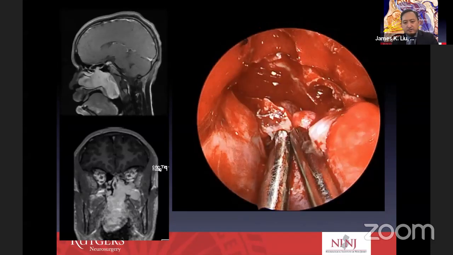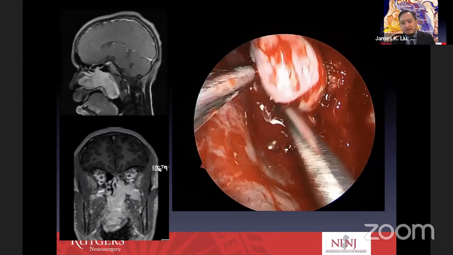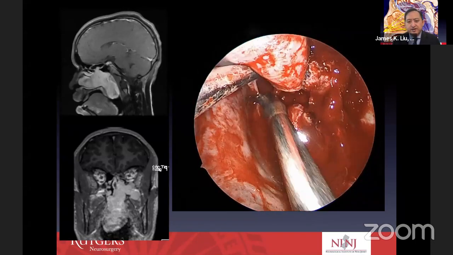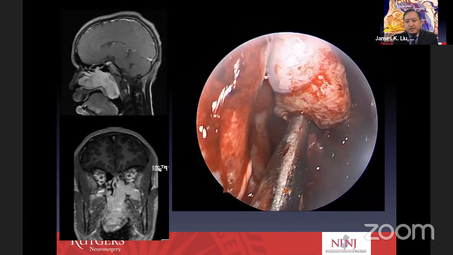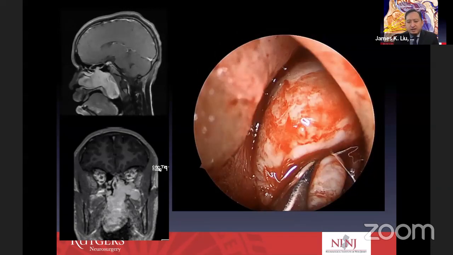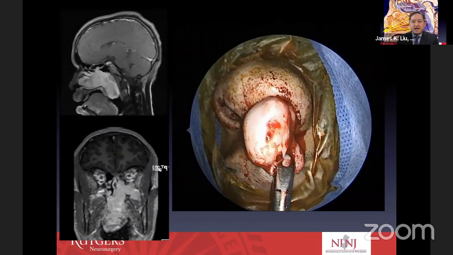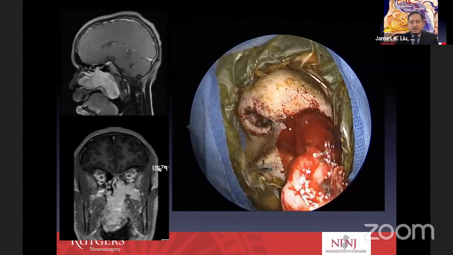Here's the tumor in the infratemporal fossa. And then once you've devascularized it, you can debulk it with a side cutting aspirator. And in these large tumors, I'll typically cut them into pieces, into little components. So here's the component that's in the nasal cavity. This is the midline component coming out the nostril.